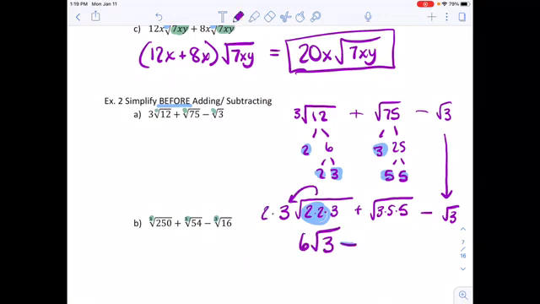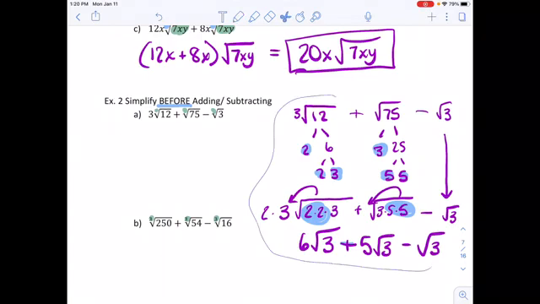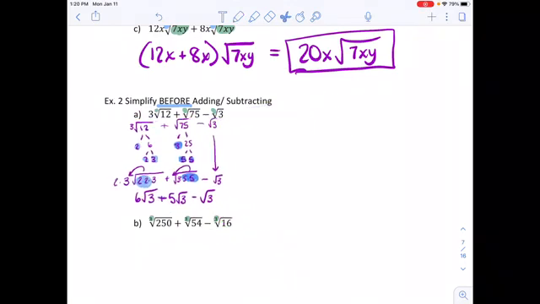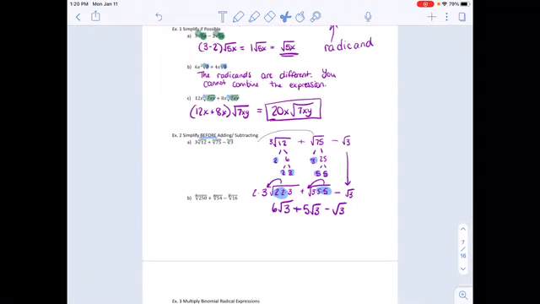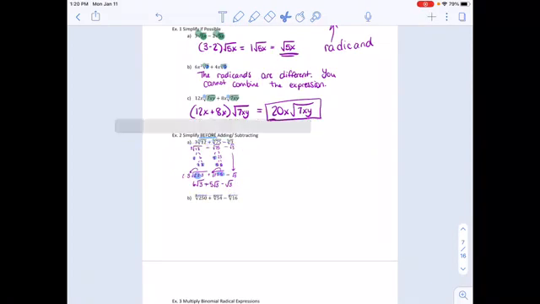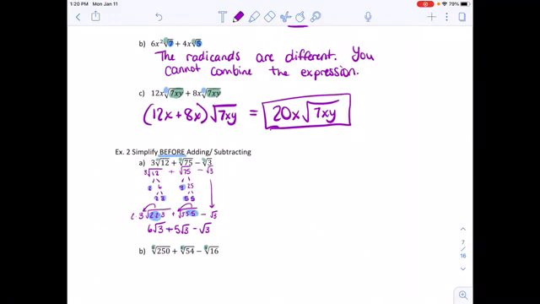And then I add my next set, pull out a 5. So I have 5 root 3 here. And then minus root 3. So notice now our indexes and our radicands all match up. So now we can just add or subtract the things out front. So we have 6 plus 5. Notice because there is not anything out front here, it's actually 1. All times the square root of 3. So 6 plus 5 is 11, minus 1 is 10 root 3. And that is our answer.